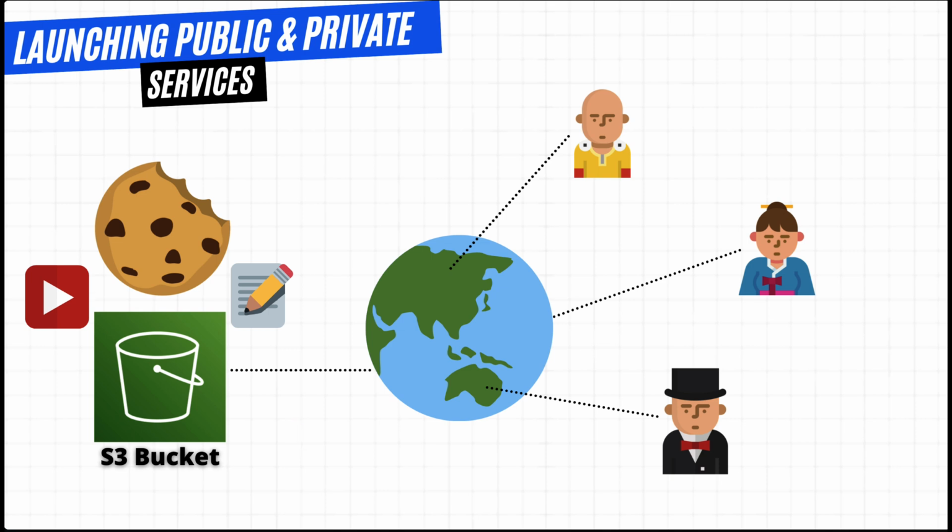This is what we would call a public service in AWS, because anyone can access this information. This S3 bucket will have a public IP attached to it, so anyone can get to the content of your S3 bucket and start making some cookies.